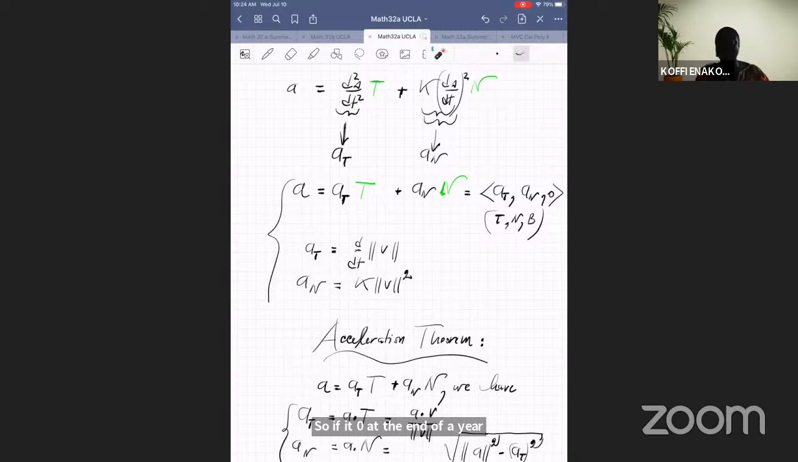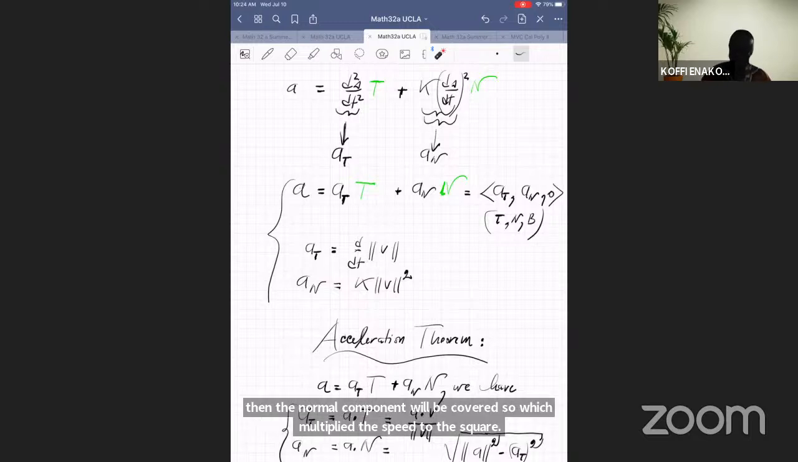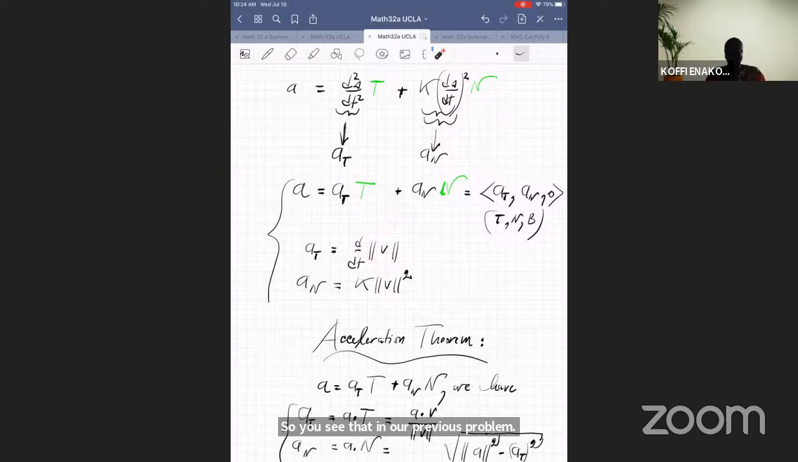So what I'm looking for, the tangential and the normal component: the tangential component does not involve the curvature. So that will be the derivative with respect to the time of the speed. And then the normal component will be the curvature, which multiplies the speed to the square. So you see that in our previous problem, since the speed is constant, the tangential component, which is the derivative of the speed, is zero. That's why all the motion is in the normal component. It's just a quick example, so we move this forward.